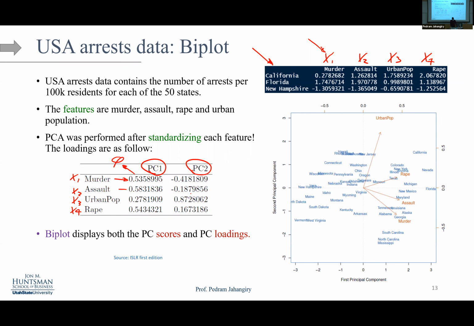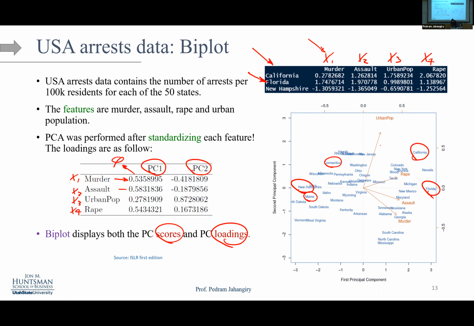And then what is a biplot? A biplot displays both the PC scores and PC loadings. The loadings are these vectors. I'm going to give you numerical examples. And scores are the final values for those states in the 2 dimensions. So look at Florida, for example. I could not visualize Florida in 4 dimensions, but now I can visualize it in 2 dimensions because I'm looking at its score. So this is Florida, this is New Hampshire, and this is California.